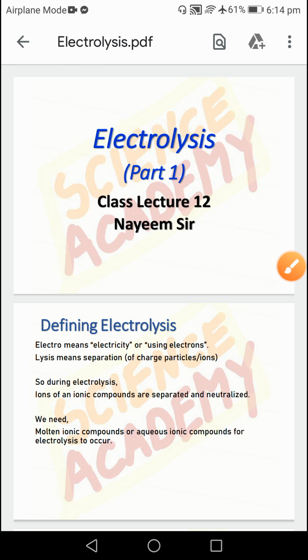Okay, hi everyone. Today we are going to discuss electrolysis, O-level chemistry. This is class number 12, and this is the first part of our electrolysis.